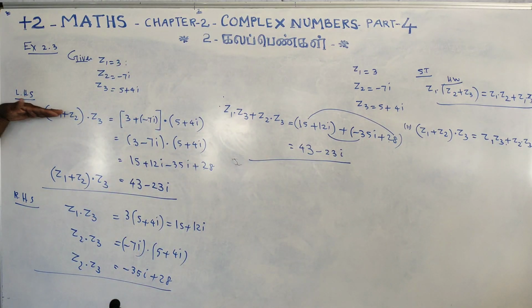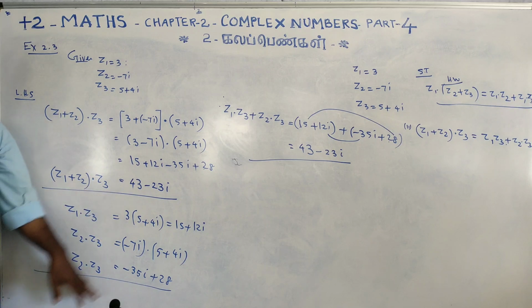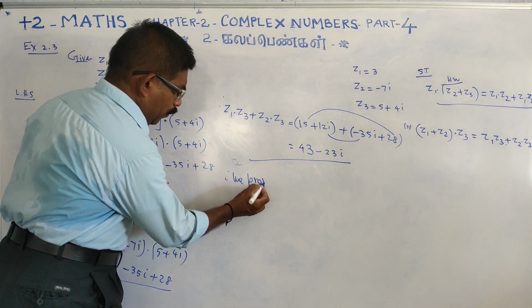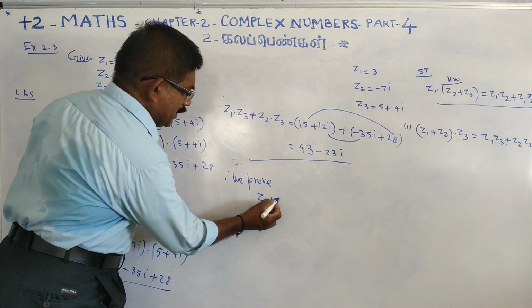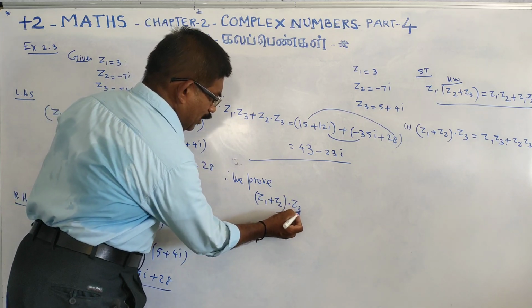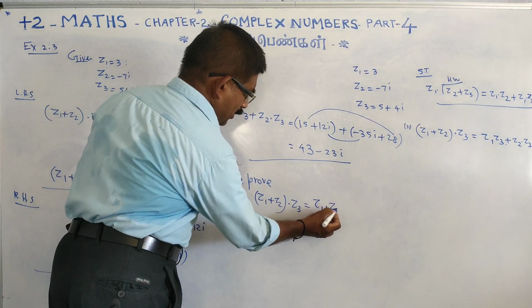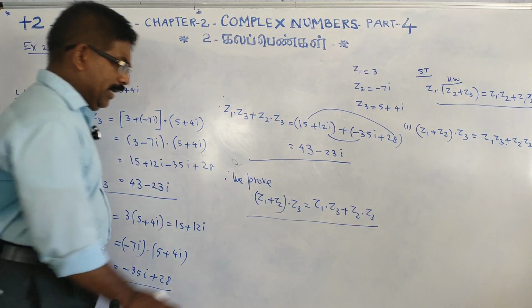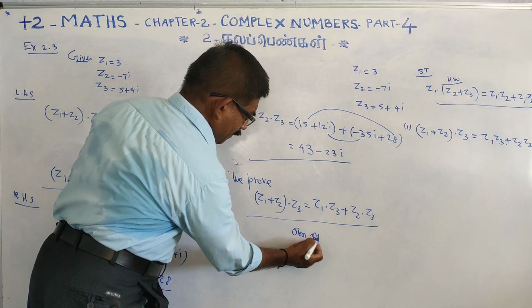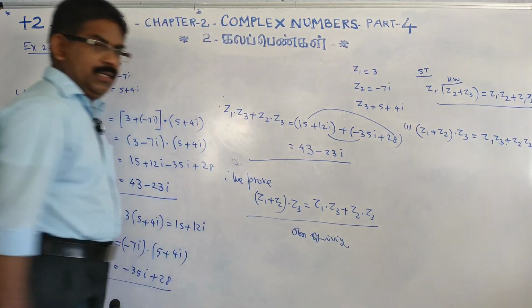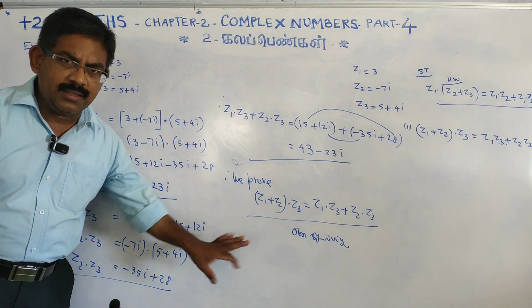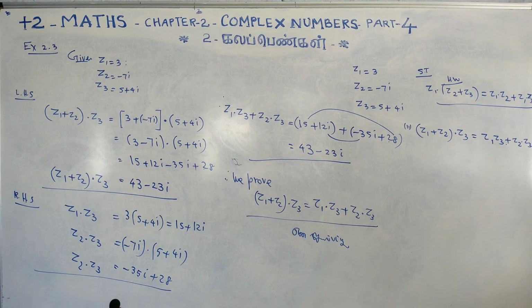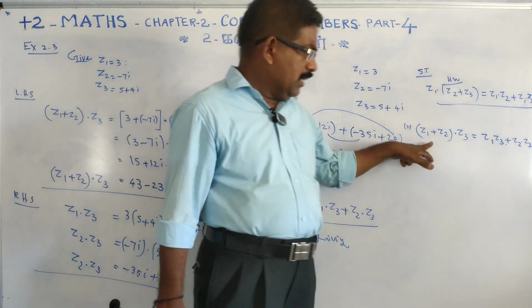How are the results? This is left hand side, this is right hand side. Therefore, we prove (Z1 plus Z2) into Z3 equal to Z1 into Z3 plus Z2 into Z3. என நிறுவப்பட்டது. Okay students, do you understand? See the problem? So now I complete the second case.